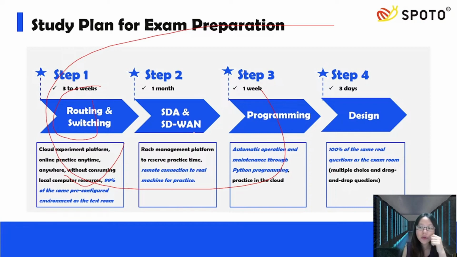Second, we will learn the SDN solution and the rack, and we will provide rack permission and check your quality. Programming is the same. And the last is design. Design is very simple. It's just about the choice.